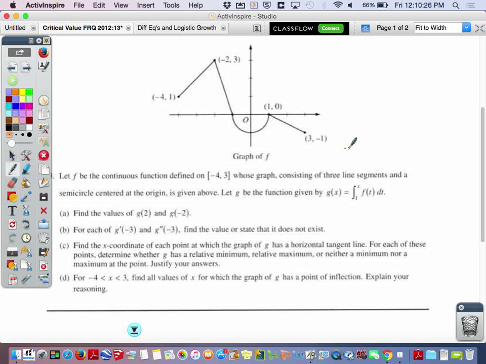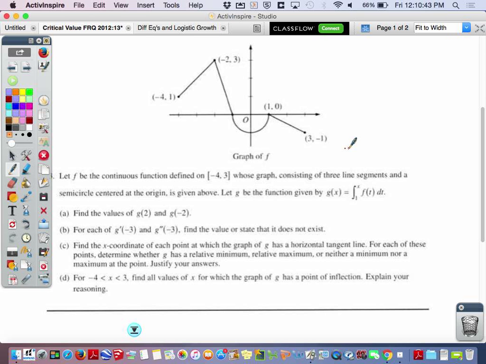The 2012 critical value FRQ. We are given a geometric graph again. It says let f be a continuous function defined on the interval from -4 to 3, whose graph consisting of 3 line segments and a semicircle centered at the origin is given above.